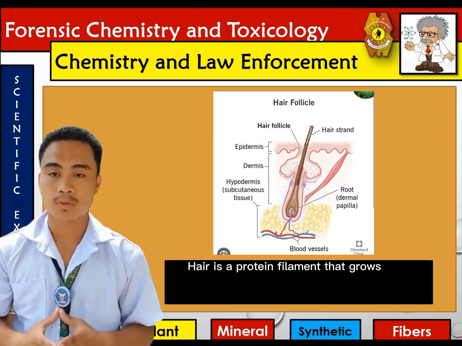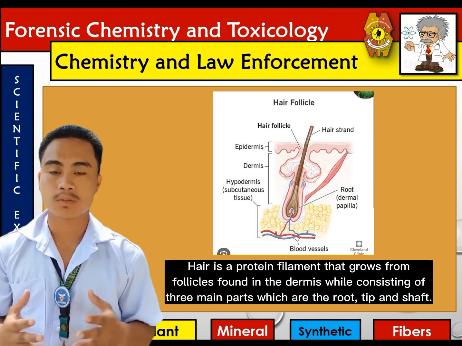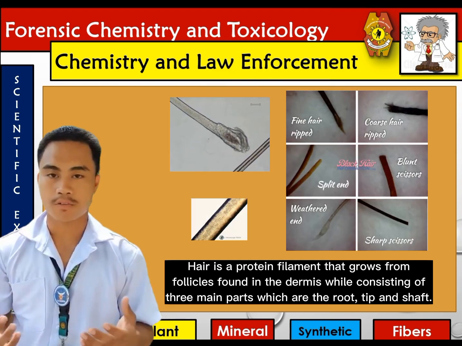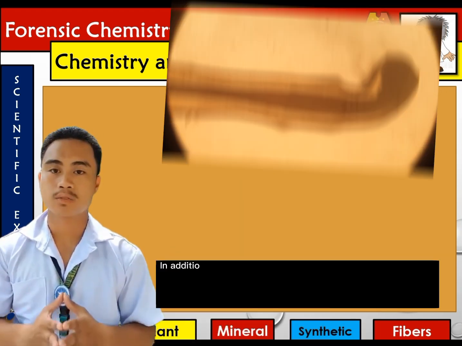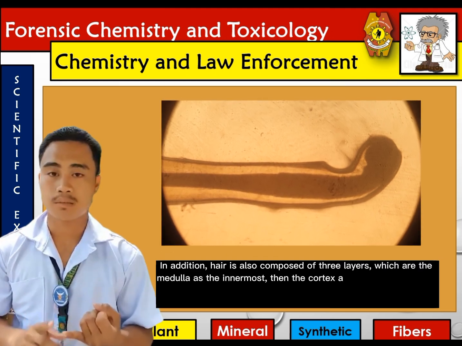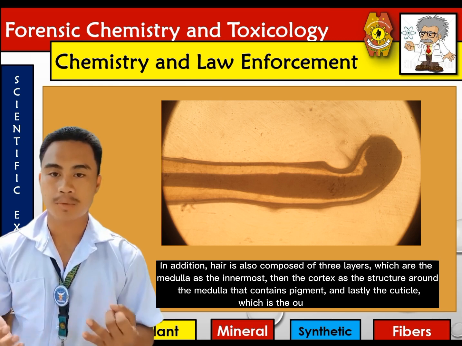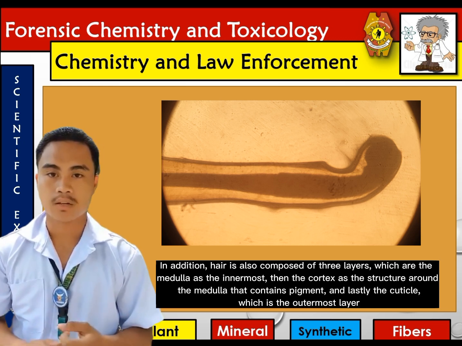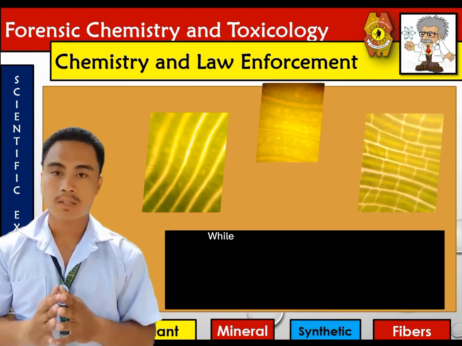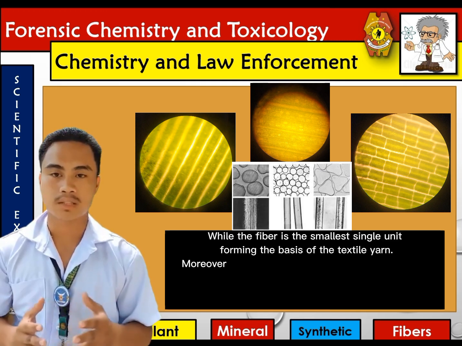Hair is a protein filament that grows from follicles found in the dermis, consisting of three main parts, which are the root, tip, and shaft. In addition, hair is also composed of three different layers: the medulla as the innermost, then the cortex as the structure around the medulla that contains pigments, and lastly the cuticle, which is the outermost layer of the hair. While the fiber is the smallest single unit forming the basis of the textile yarn.